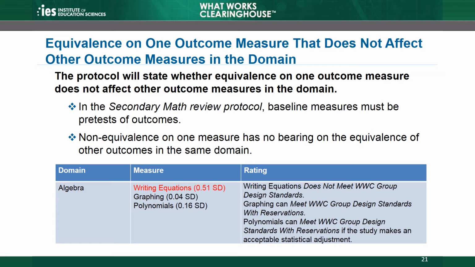Other review protocols may have unique requirements. For example, the science review protocol allows equivalence to be demonstrated using a math, reading, or literacy measure if a science pretest isn't available. And the student behavior review protocol requires equivalence for a behavior measure, no matter what the other outcome measures are.